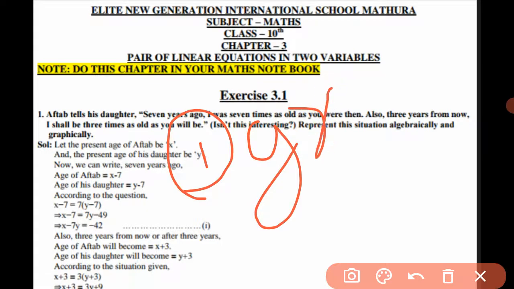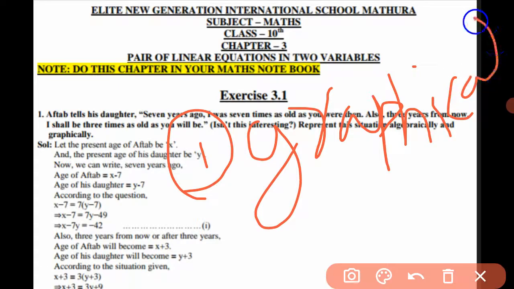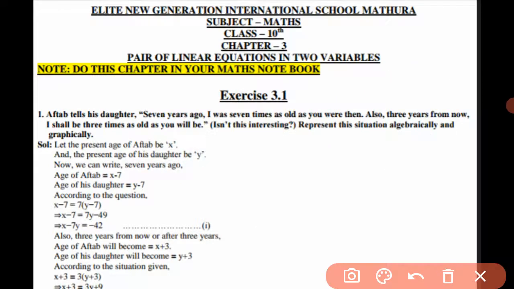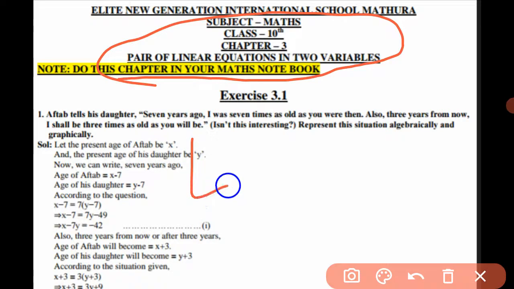This is a very important method, the graphical method. In this method we require some graph paper also, as we will represent linear equations in two variables on a graph. According to this chapter's name, pair of linear equations in two variables, these are equations which represent a line and consist of two variables.